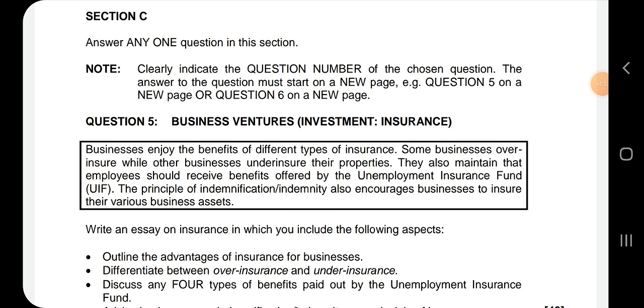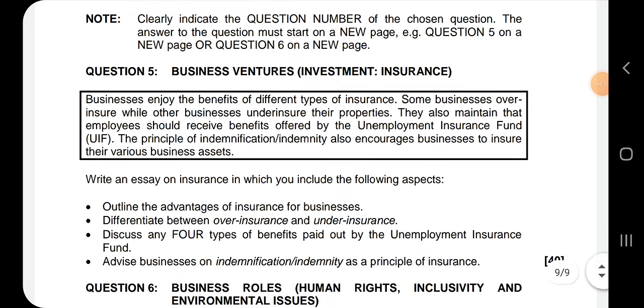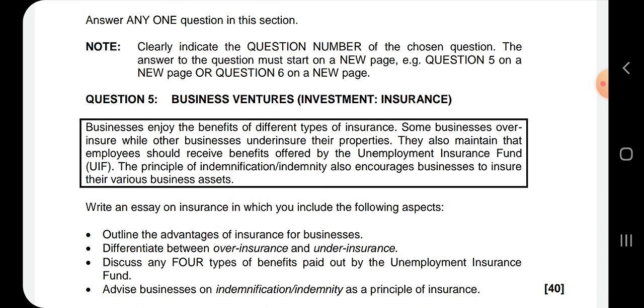Section C. So let's look at business ventures. Businesses enjoy the benefit of different types of insurance. Some businesses over-insure while other businesses under-insure their property. They also maintain that employees should receive benefits offered by the Unemployment Insurance Fund. The principle of indemnification or indemnity also encourages businesses to insure their various business assets. So, in this box, they do not explain what insurance is, right? So go to the body and see if you are not required to explain what insurance is.